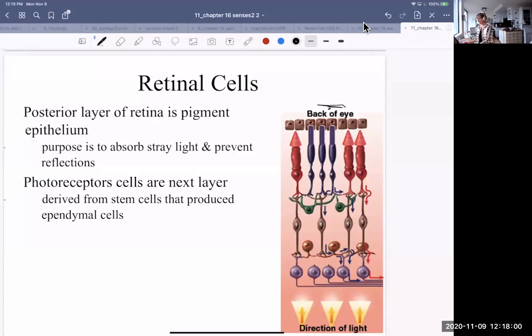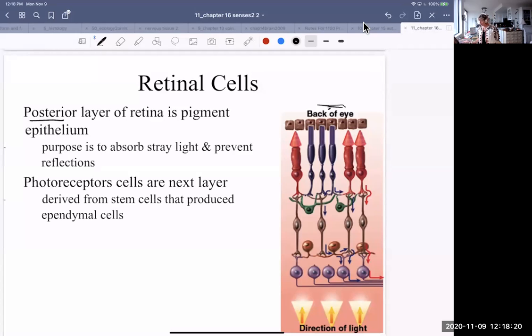Yes, these are the neural components that we're going to be talking about now. The cells that are embedded in the retina. This is really what your retina is made of, these various kinds of cells. Some of them are receptor cells and some of them are nerve cells.